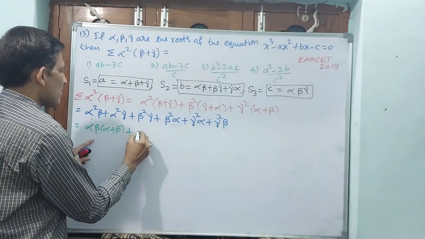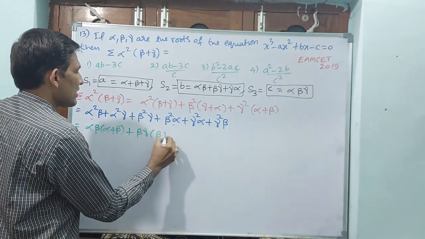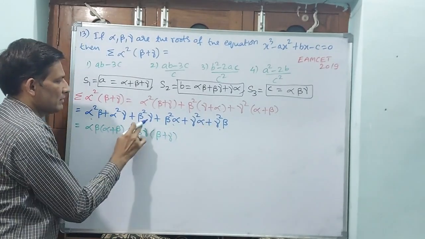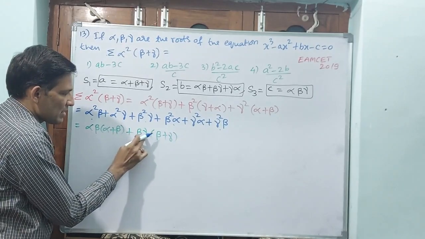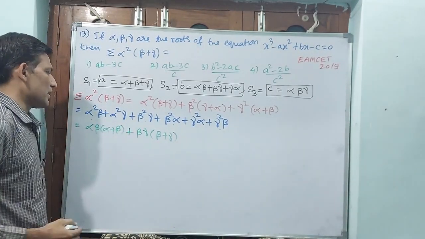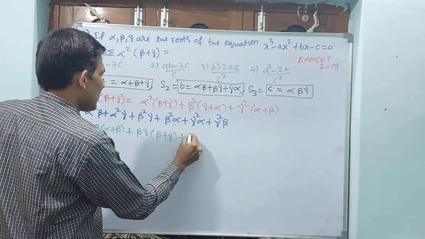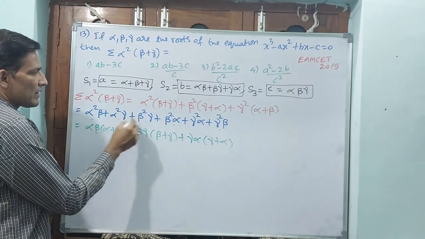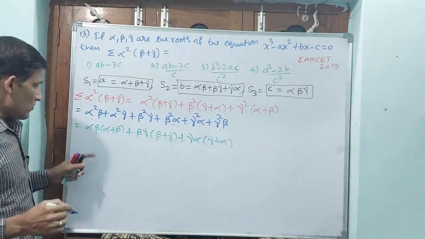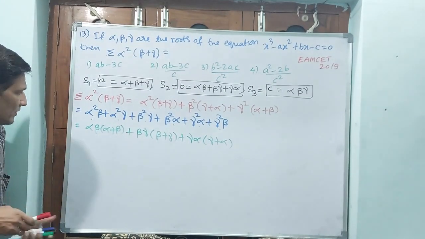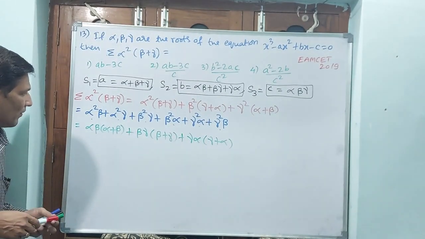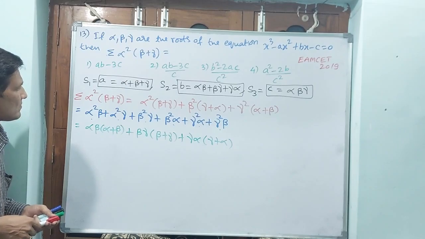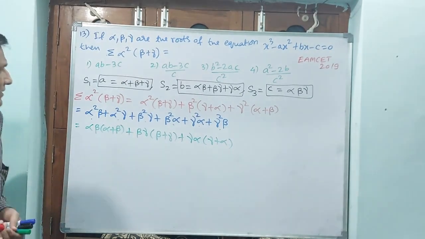Plus, now beta gamma also you take. Beta gamma, if I take, beta plus gamma: beta square gamma, gamma square beta. Now these two are over. Now again you see alpha beta, beta gamma, then gamma alpha, gamma plus alpha: gamma square alpha, gamma square. Now wait here.